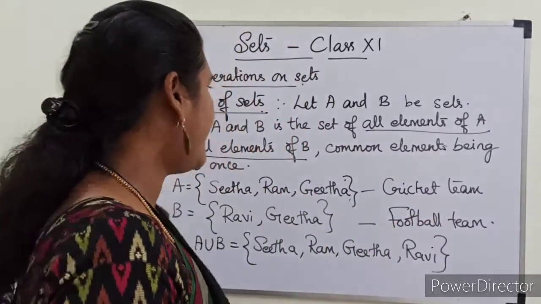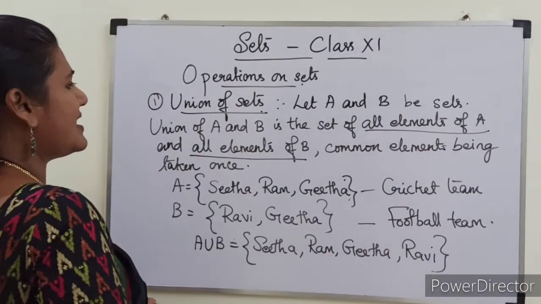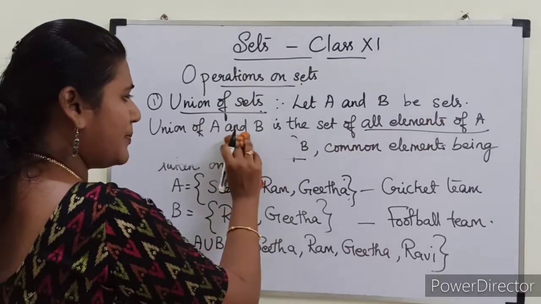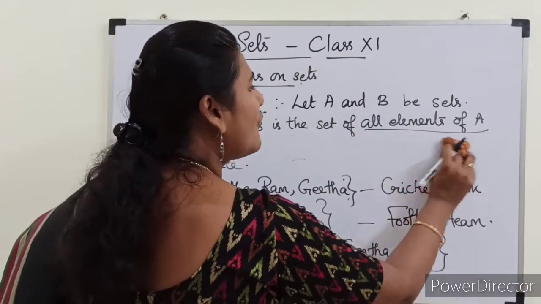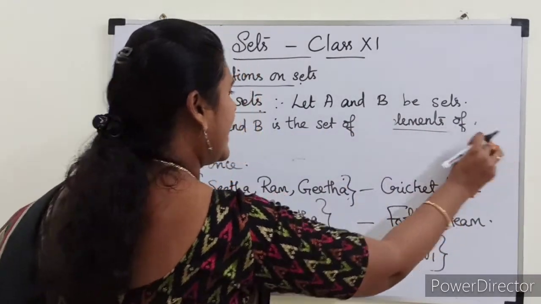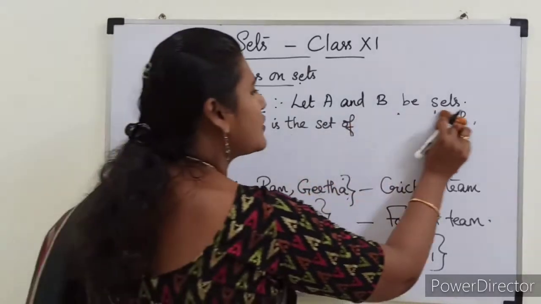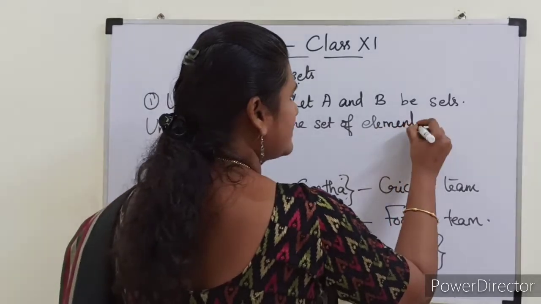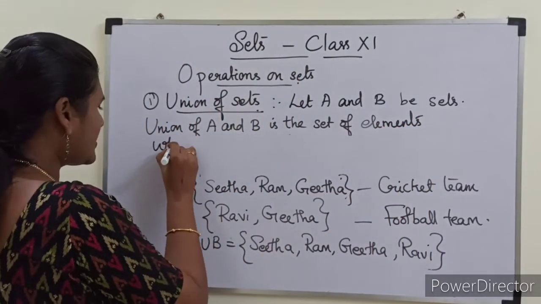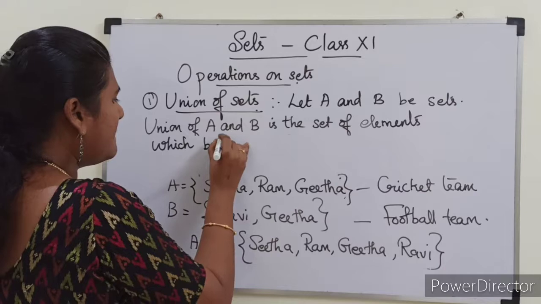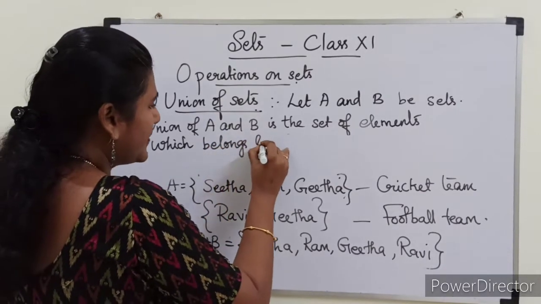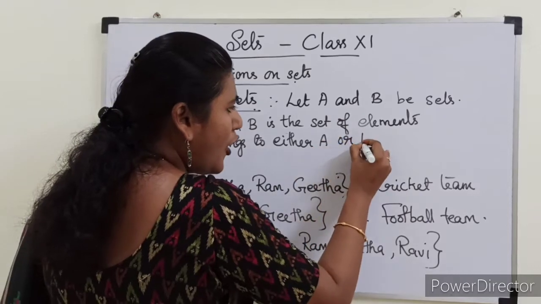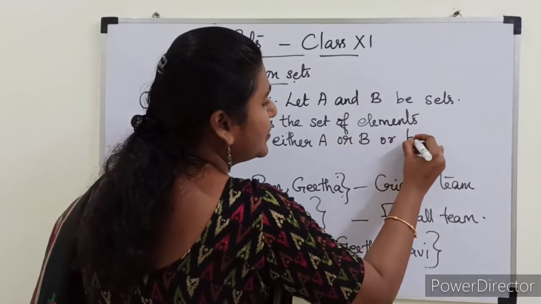Now we will see the definition. The definition of union is: the union of two sets A and B is the set of elements which belong to either A or B or both.